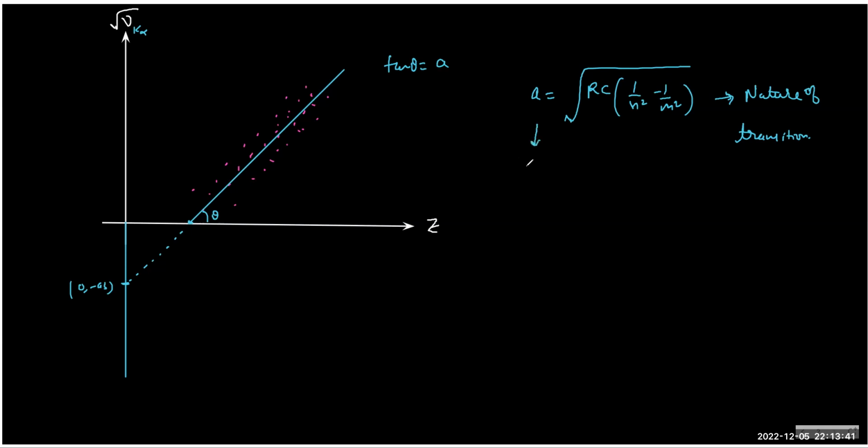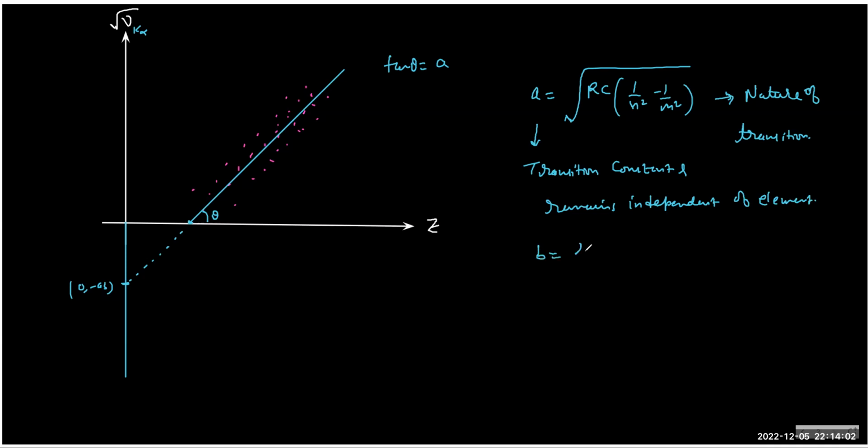This is called the transition constant and remains independent of the element.